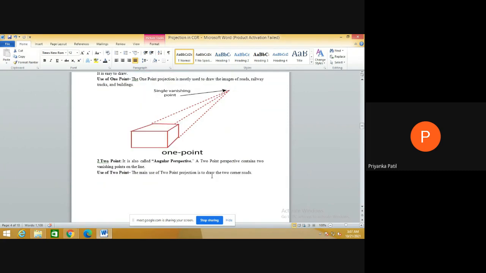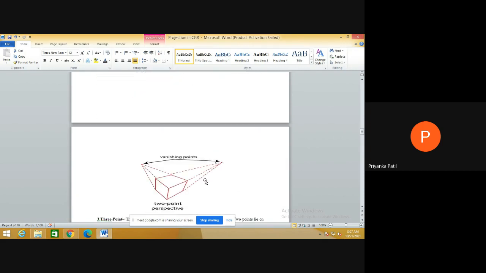Next one is the 2 point perspective projection. It is also called an angular perspective projection, in which two vanishing points of the lines are considered. The main use of this two-point projection is to draw two-corner roads. These are the two vanishing points we can consider for the projection.